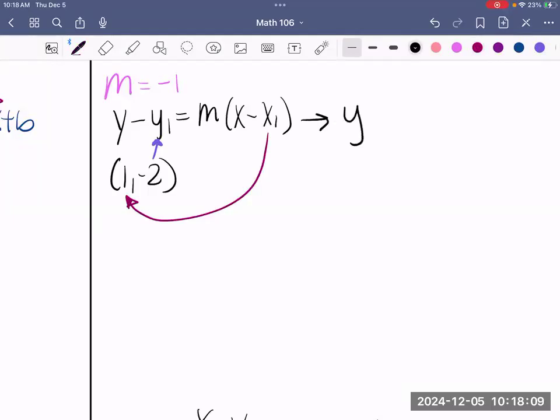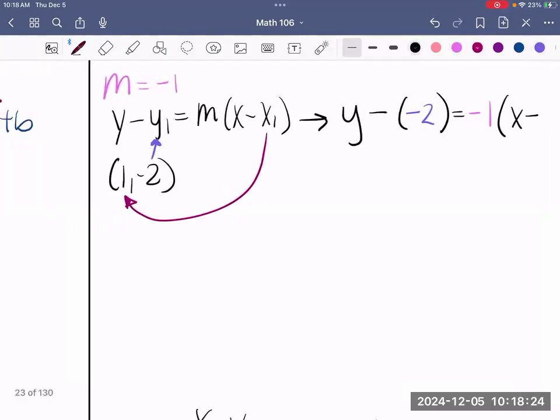Y minus y1 is now -2 is equal to m times x minus your x1, which we said was now a positive 1. Now notice that with your equation, the double negatives still matter. This one, right, we had a negative, even though it's positive, that one's going to remain unaffected. So now we have y plus 2, because double negative makes positive, is equal to -x minus 1.